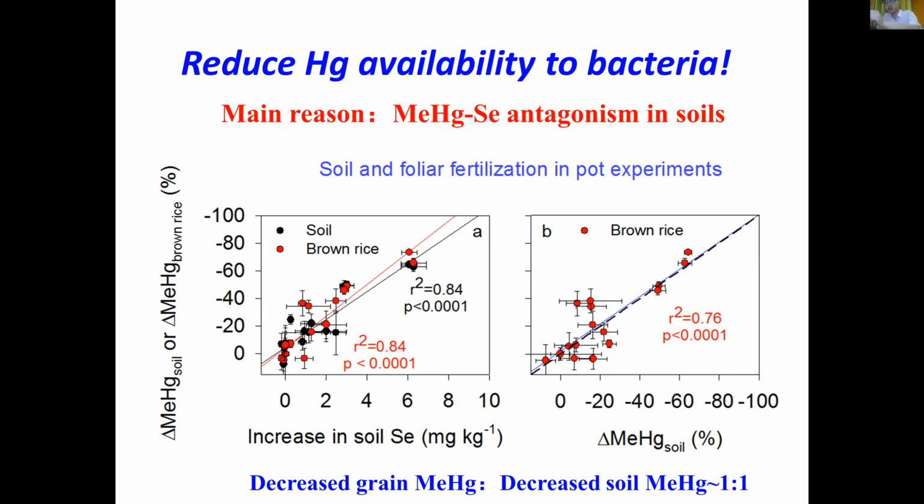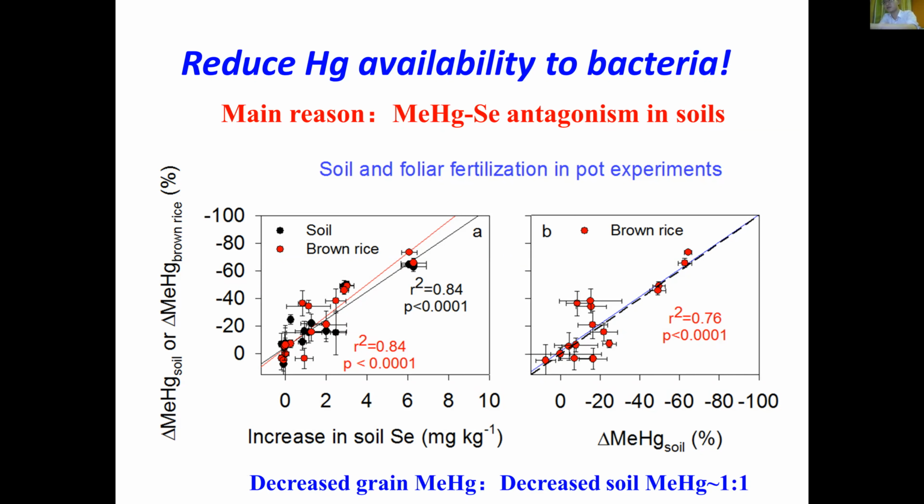This relationship will tell us that the decrease of methylmercury concentration in the rice grain under selenium amendment is mainly due to the decrease of methylmercury concentration in the soils. So that means the antagonism or the interactions between mercury and selenium in the soils is mainly responsible for the methylmercury-selenium antagonism in soil-rice systems.